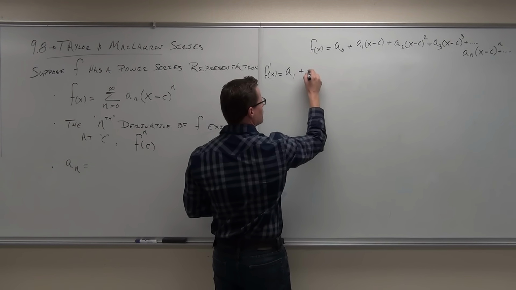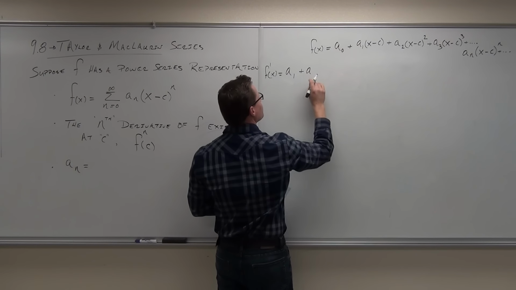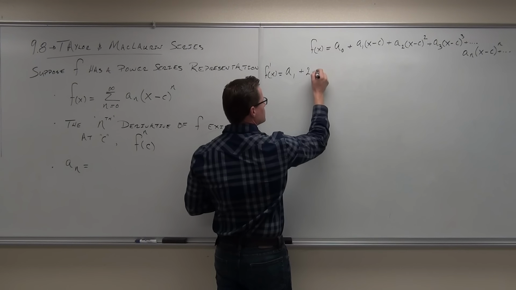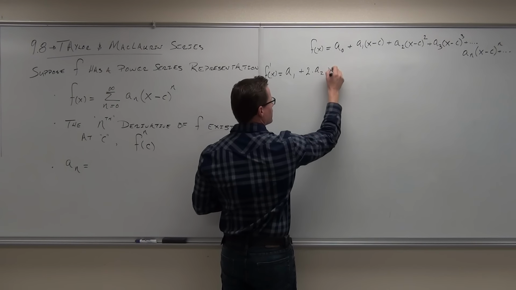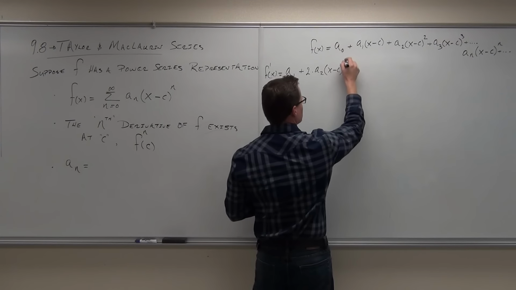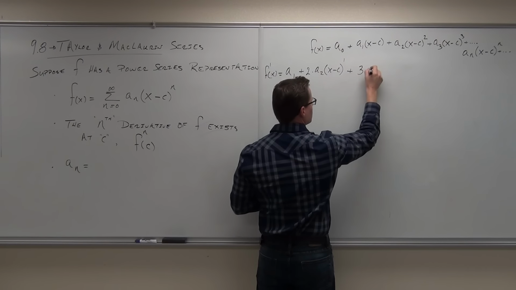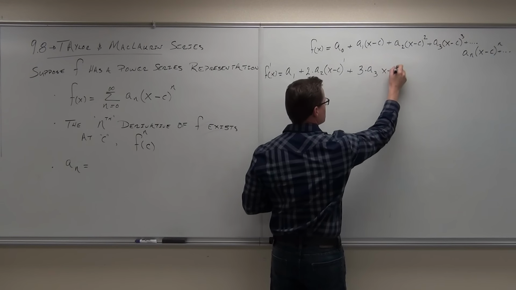Plus what? 2 a sub 2. Oh, good. Why the 2? What are we going to get there? Chain rule. So 2 times a sub 2, x minus c to the first power. Very good. Plus 3 a sub 3, x minus c to the second power.